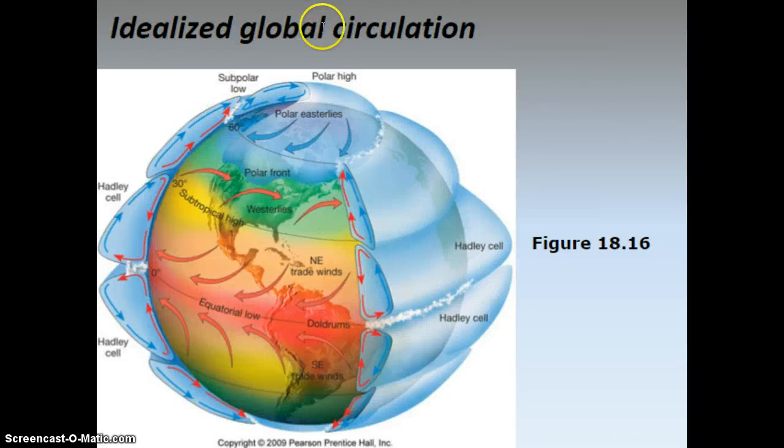Here's an idealized global circulation map, and we're looking at the equator as the greatest insolation angle. The incoming sunlight is going to have the greatest average sun angle, so it's going to have the greatest amount of heat, and the further I move in latitude towards the poles, the less heat there is.